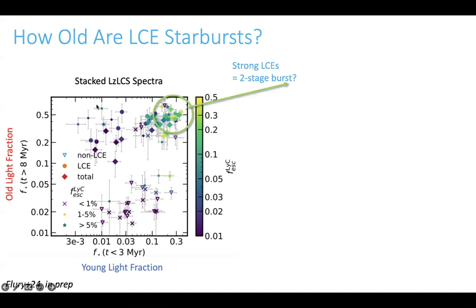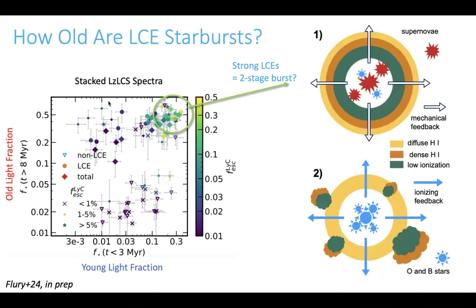And so one possible explanation for this is that we're seeing a two-stage starburst, where you have some first population that forms, that then ultimately evolves to produce supernovae that disrupt the ISM. And then you have a second population that comes in and with strong ionizing feedback is able to ionize the remaining channels and produce large amounts of Lyman continuum photons that we then detect.